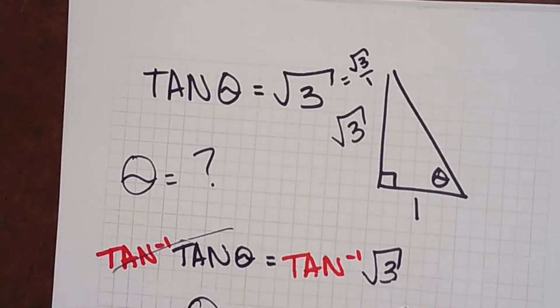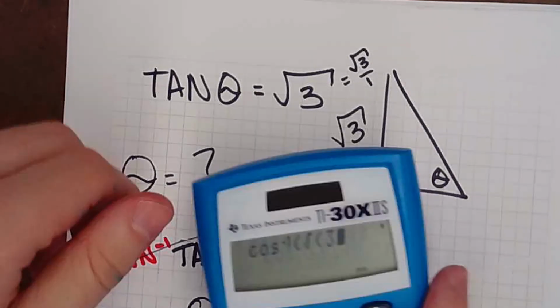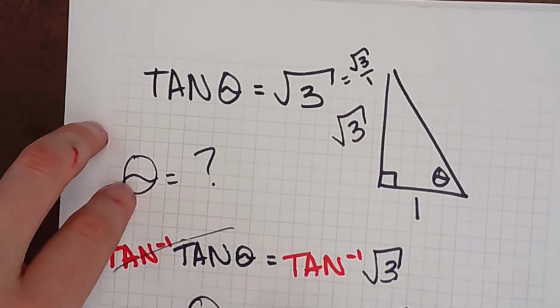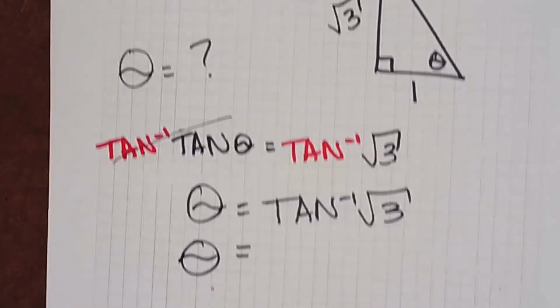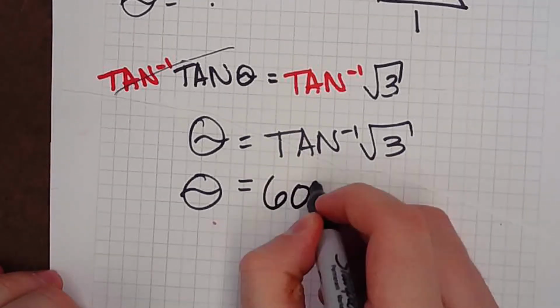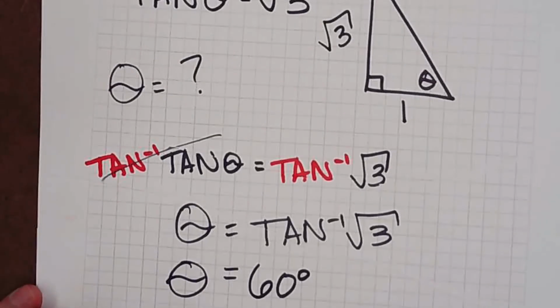Does anybody have a calculator that can do tangent inverse of root 3? See if you can find that. Anybody? If you have a phone, you can do it. Yeah, 60. So that's a 60-degree angle right there. That's a 60-degree angle.